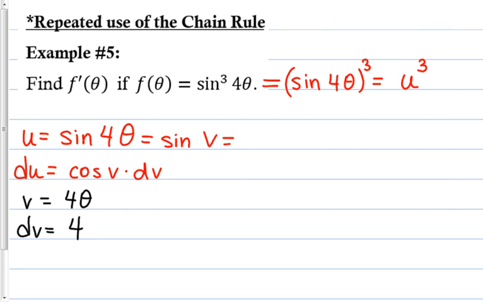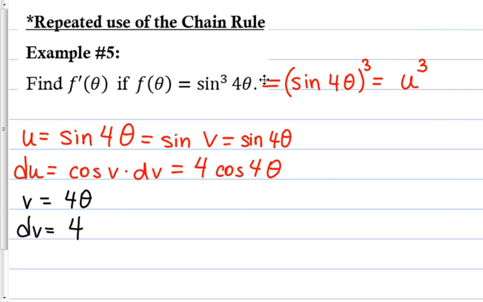So sine v is actually sine of 4 theta. And then the cosine v dv, that's actually cosine of 4 theta times 4. Okay? But of course, I don't want you to leave it like that, so I'm just going to go ahead and rewrite it the proper way. 4 cosine 4 theta.